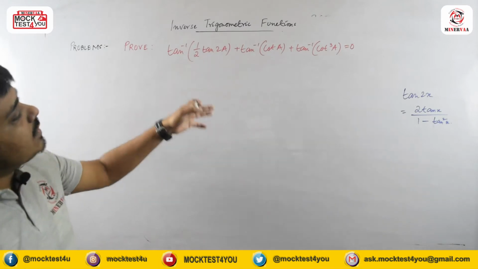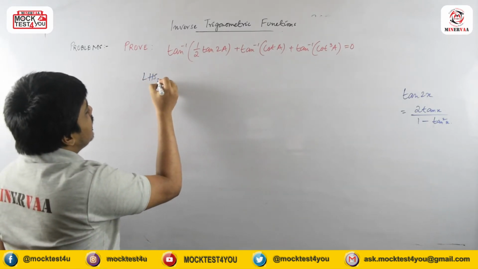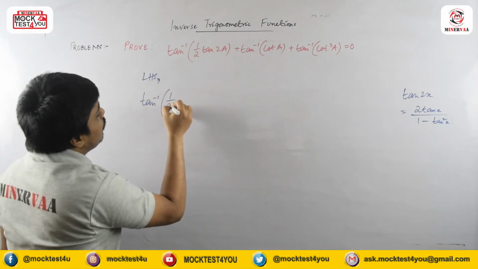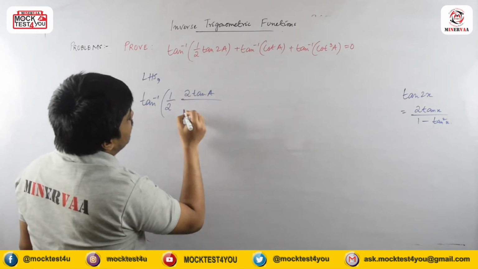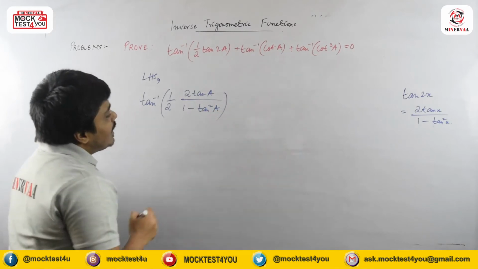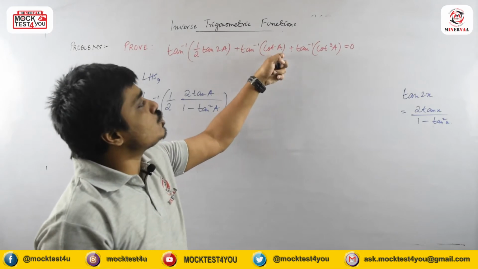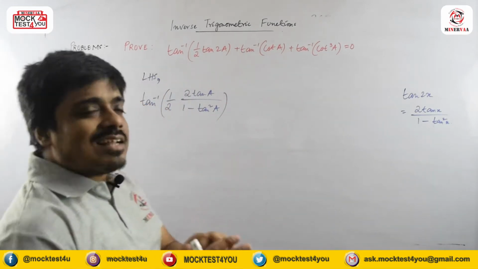So I will be using that formula in here and I will write here LHS. So this one will become tan inverse half of 2 tan A divided by 1 minus tan square A. Now after writing this, what I see in here is, here we have tan inverse cot A and here we have tan inverse cot cube A. So there is nothing to be done.